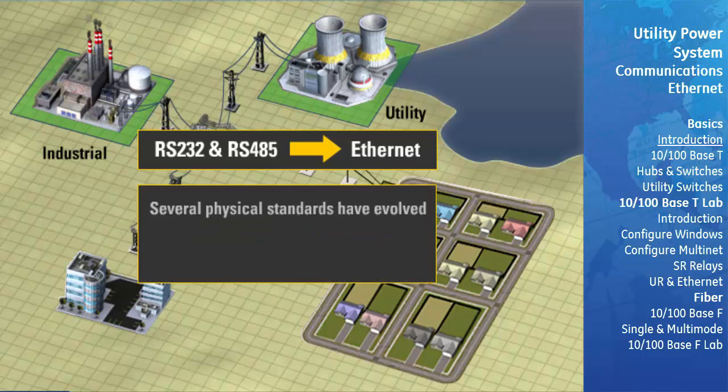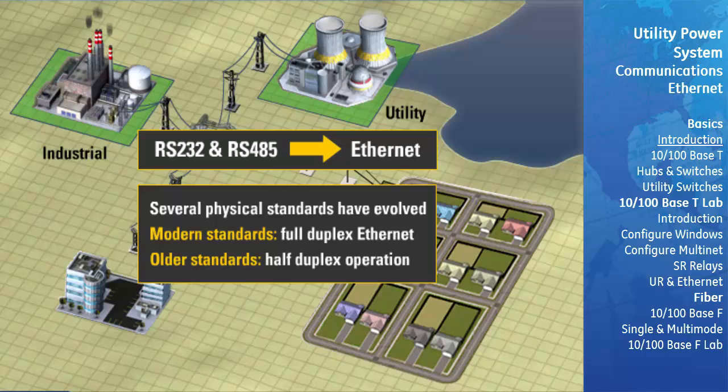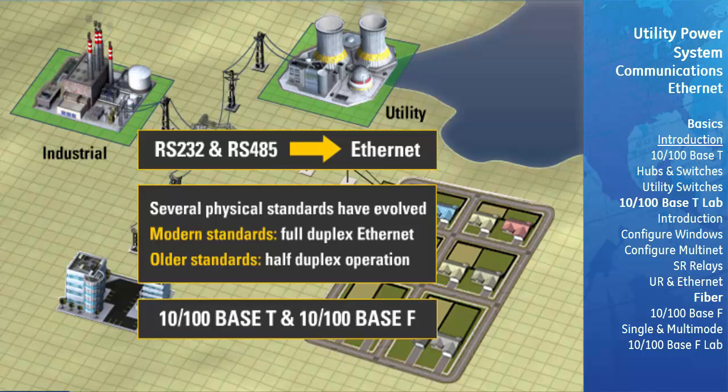Over the years, several physical standards have evolved. The modern standards support full duplex Ethernet, while the older standards support only half-duplex operation. By far, the two most popular physical layer standards are 10/100 Base-T and 10/100 Base-F. Both support full duplex operation, each with its own advantages, and so it will be these two physical standards that we'll examine.